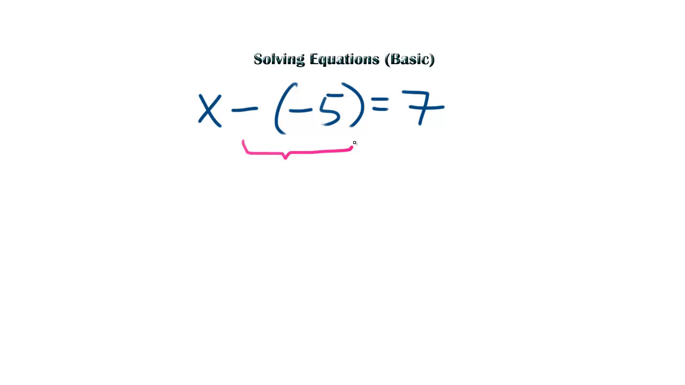Alright, let's move up a level. Let's say we have x minus, in parentheses, negative 5 is equal to 7. Right? So we want to solve for x again, right? X is on the left hand side. So let's first multiply these two negatives. So when we do that, a negative times a negative, right? That's going to give us a positive 5.